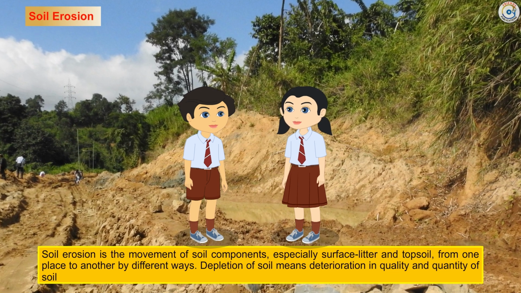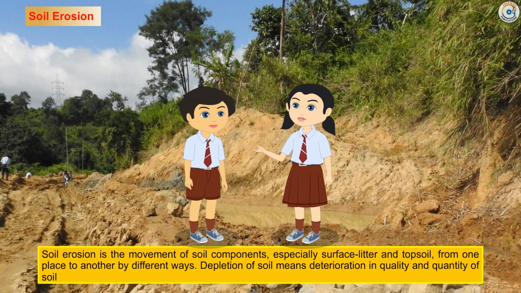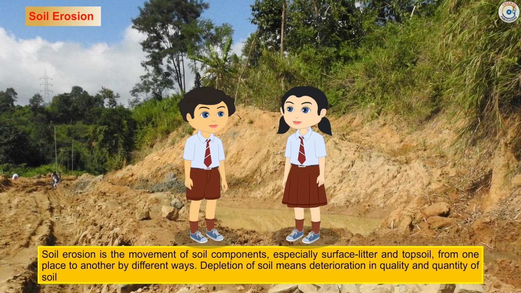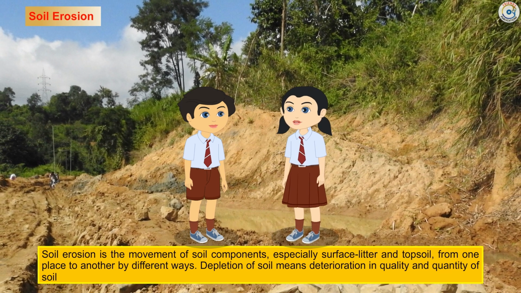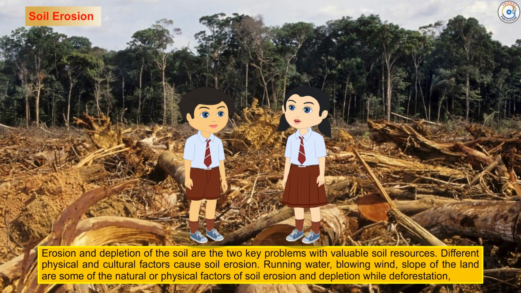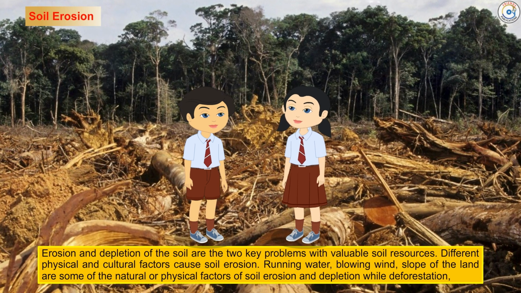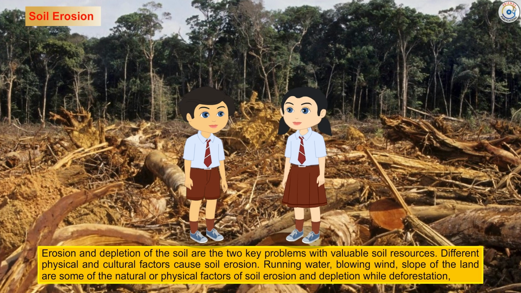Soil erosion. Soil erosion is the movement of soil components, especially surface litter and topsoil, from one place to another by different ways. Depletion of soil means deterioration in quality and quantity of soil. Erosion and depletion of the soil are the two key problems with valuable soil resources. Different physical and cultural factors cause soil erosion.